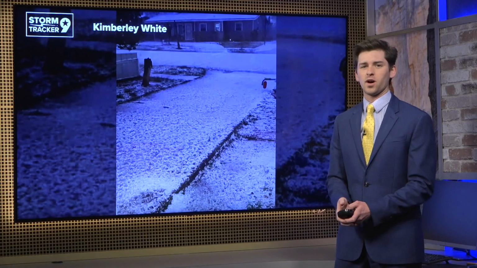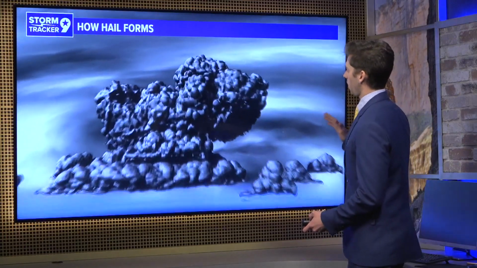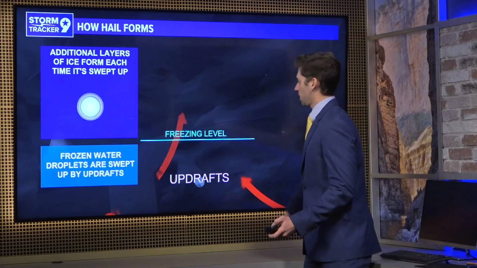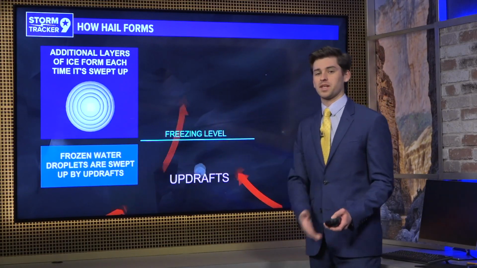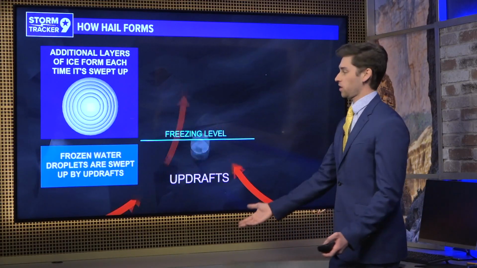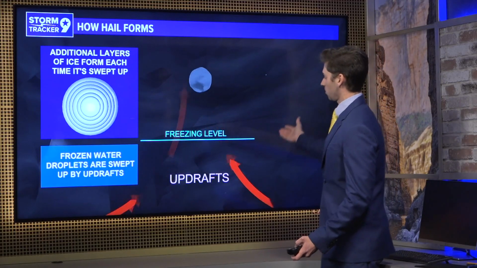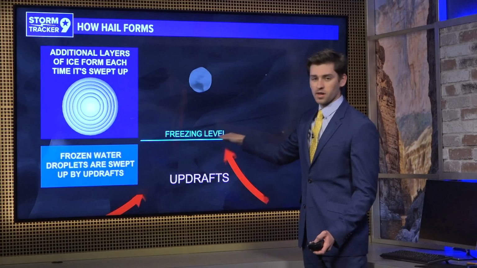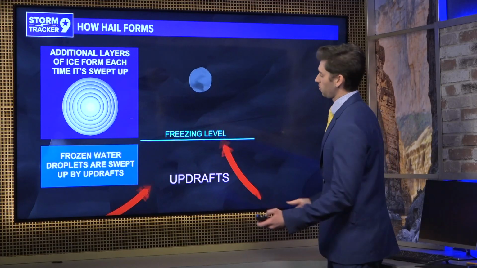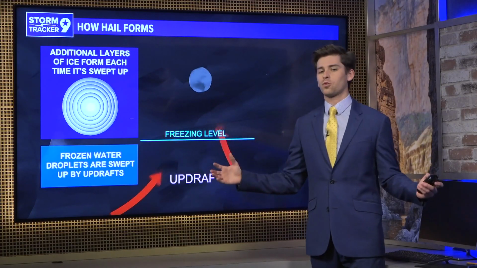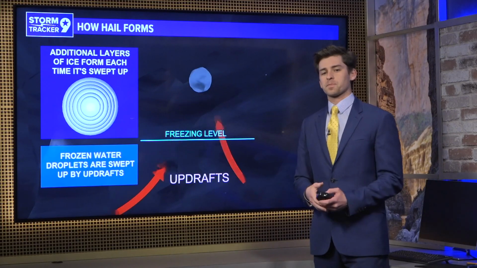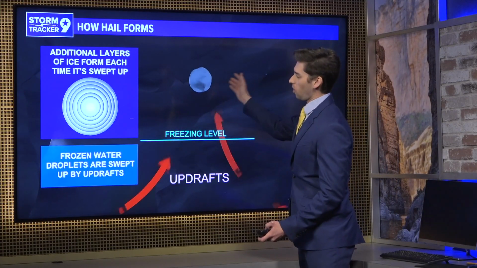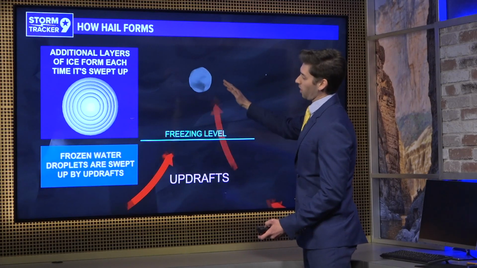Why does it form? Well, hail forms within thunderstorms. It starts out as small water droplets, and we've got this updraft, which is basically an area of vertically rising air. This lifts up the water droplet to the freezing level where the temperature is below 32 degrees, and basically super cold water, which is water that's below 32 degrees but still liquid, just accumulates on this ball and it becomes a hailstone.